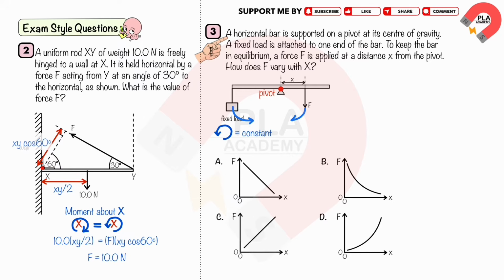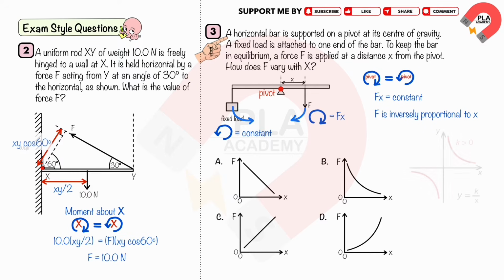The force F, acting at a perpendicular distance x from the pivot, creates the clockwise moment, which is F times x. We apply the principle of moments about the pivot, so total anticlockwise moment equals total clockwise moment. So, F times x equals constant. This shows that the force F is inversely proportional to x. This creates the reciprocal graph. So, B is correct.